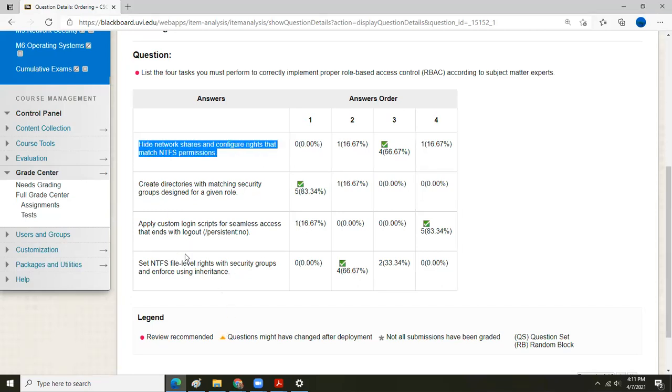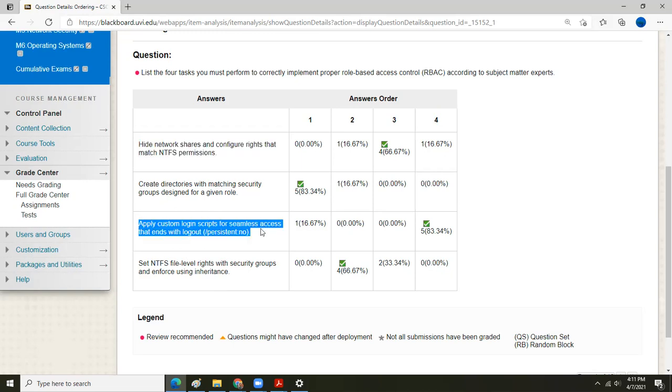And what's the last thing you do? You want to apply custom login scripts for seamless access that ends when someone logs out. Persistent equals no. That's the last step. Any questions about the ordering?